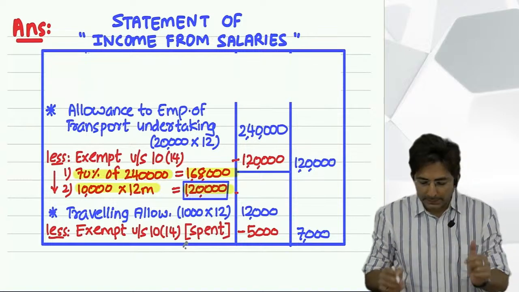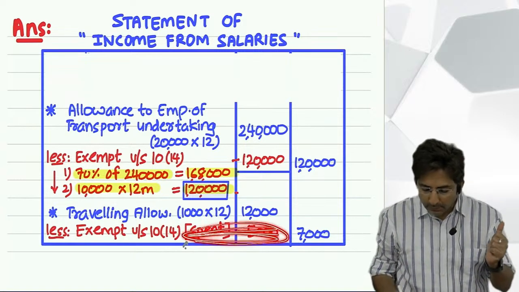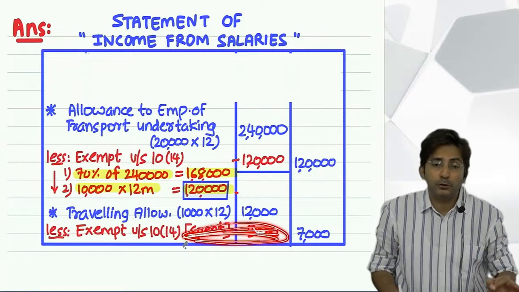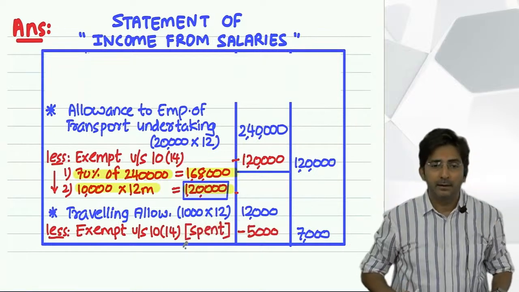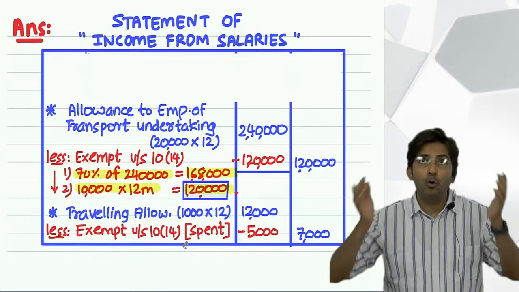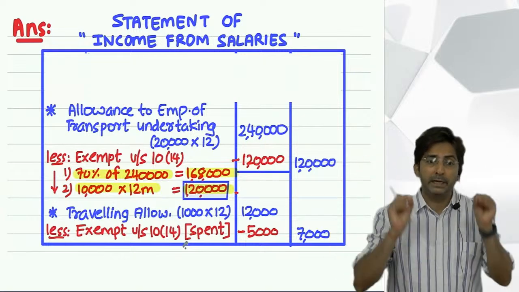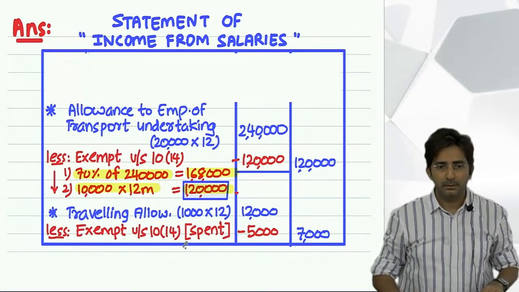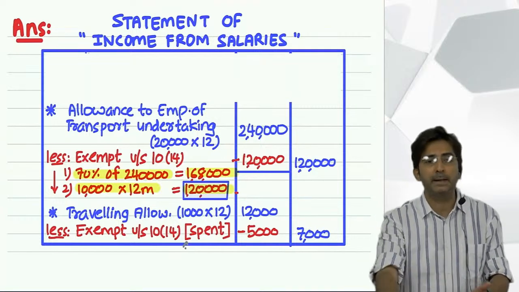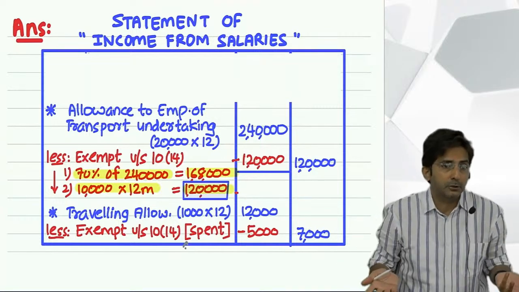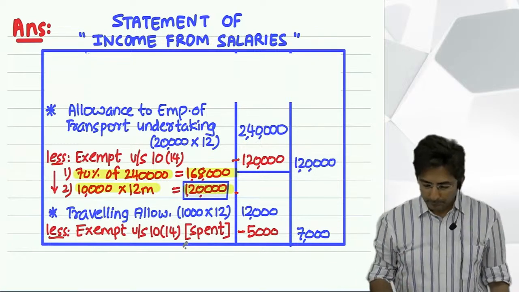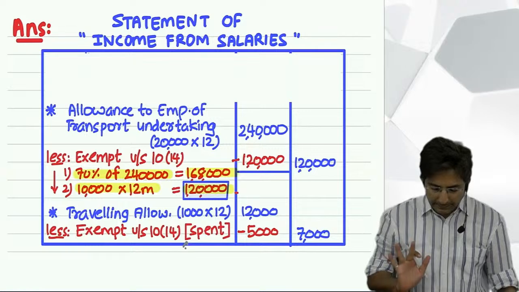In short, what I was saying, if the spent amount is not given, then we can assume fully spent, because one thing is for sure, he has definitely spent. Otherwise, if an employee doesn't have to travel, doesn't have to spend, no boss is a fool to give him traveling allowance. So if he has been given traveling allowance, one thing is sure, it is spent. But if we don't know the amount spent, assume fully spent, fully exempt. Okay. So this was T, traveling allowance.